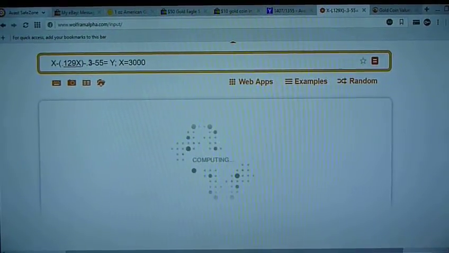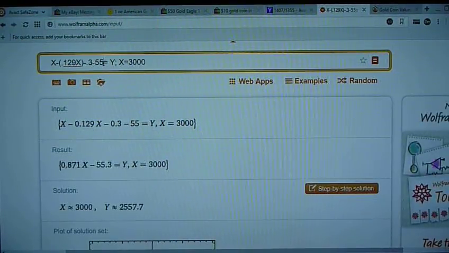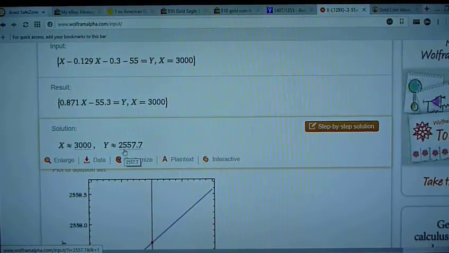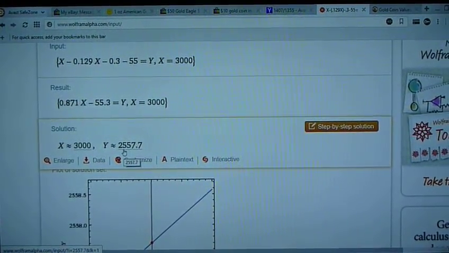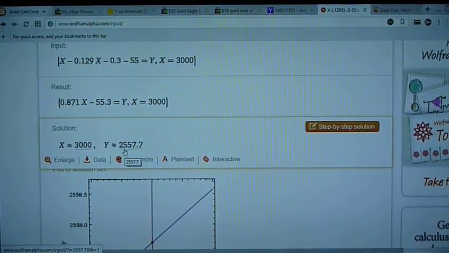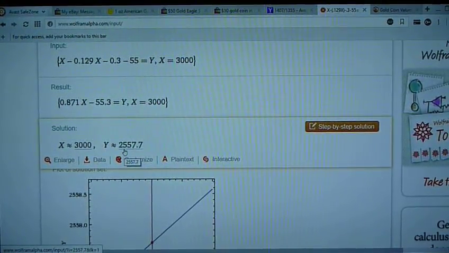So X equals 3,000. It's a very expensive item. $3,000 item. It costs $55 to ship it. They would walk away with only $2,557. They would lose $450 roughly, give or take. That doesn't factor in gas costs of driving to and from the post office, the cost of shipping materials. That's only the cost of postage itself, not packing material, any boxes you use, or anything else that is involved with actually properly packing the item or items.